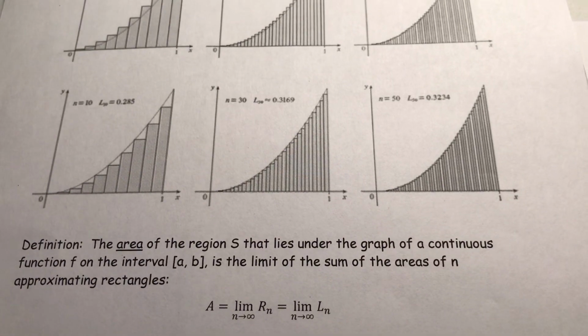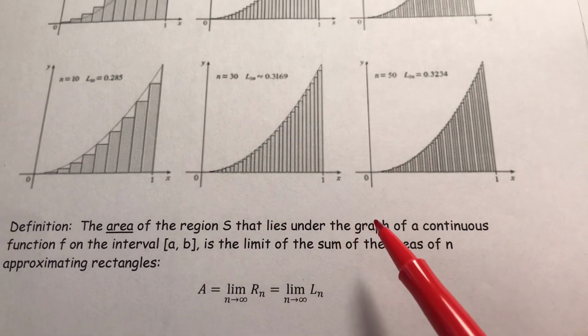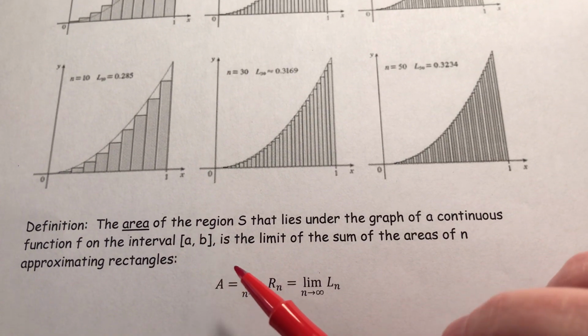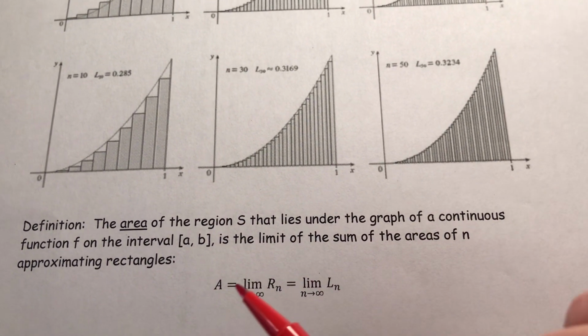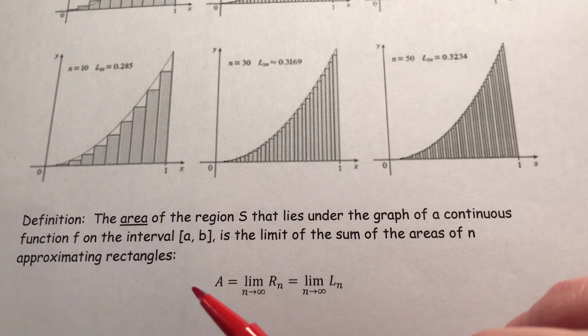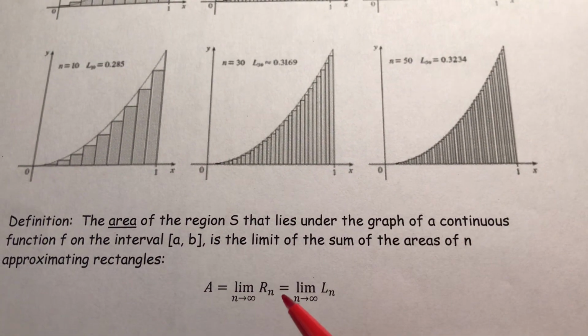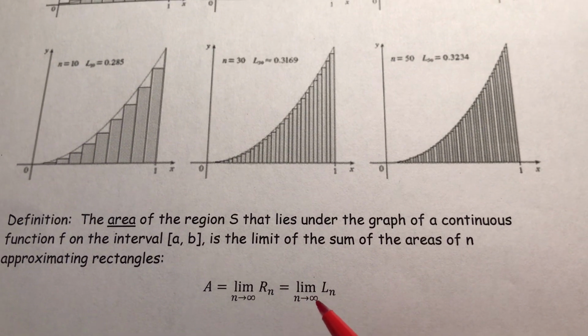Now, definition. The area of the region S that lies under the graph of a continuous function f on the interval a to b is the limit of the sum of the areas of n approximating rectangles, and we can write A is equal to the limit as n goes to infinity of R sub n is equal to the limit as n goes to infinity of L sub n.